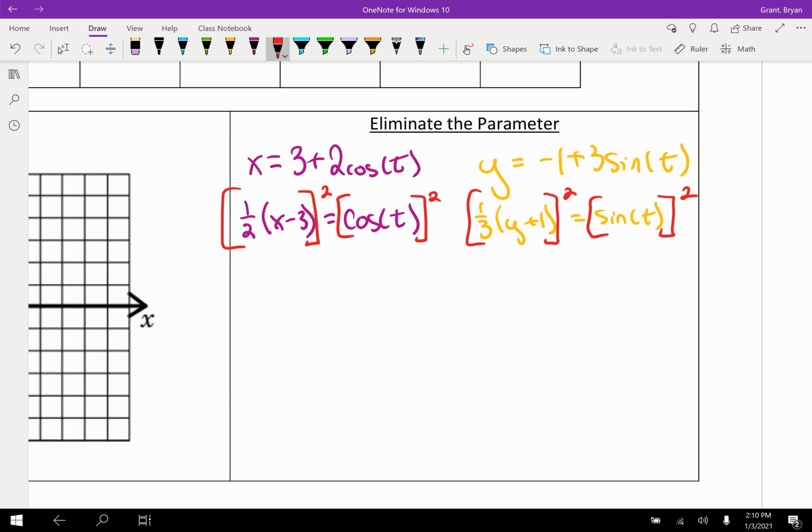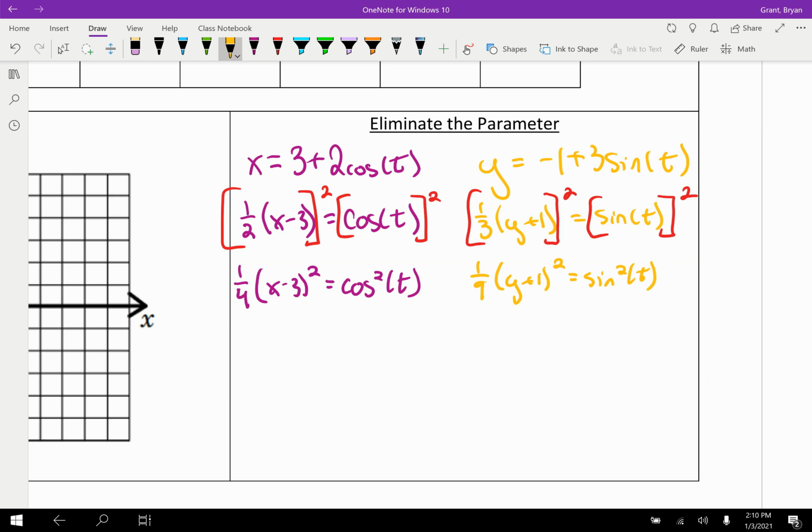So we're squaring each side of each component. Well, this side becomes 1/4 x minus 3 squared, and this becomes cosine squared. I'll use that trig notation to put in the 2 inside. And the other one, of course, is 1/9 y plus 1 squared equals sine squared.